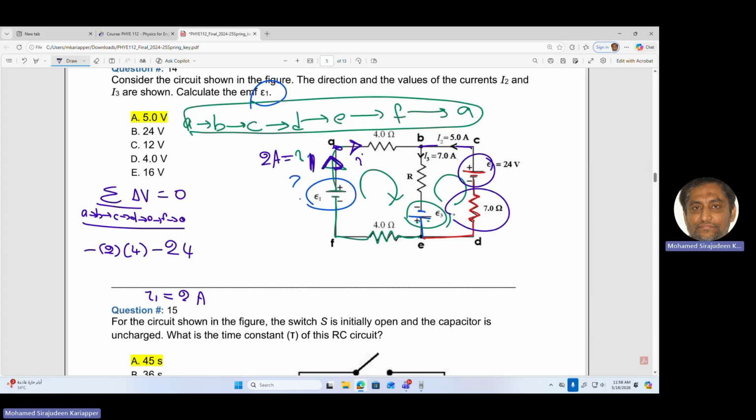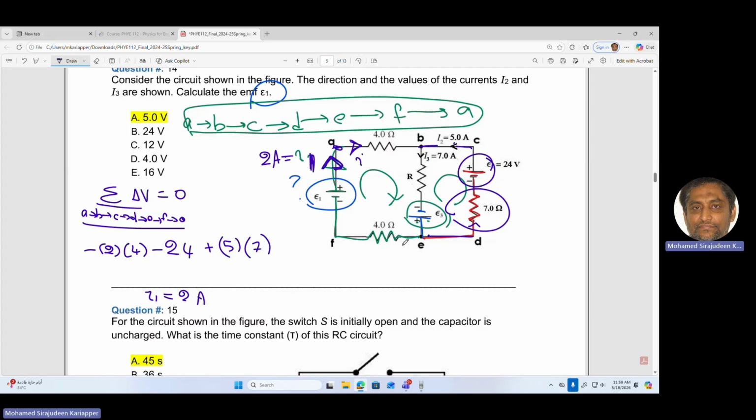Then you come across this. What is the current through this? I2, right? It is the same. I2 is going in the opposite direction to your motion. That means positive. Why? Current moves from high potential to low potential, so going against it means you are going from low potential to high potential. So positive. That will be 5 multiplied by 7, plus.